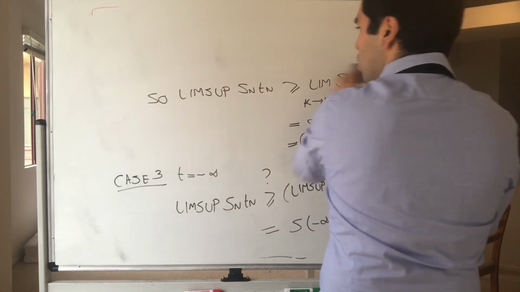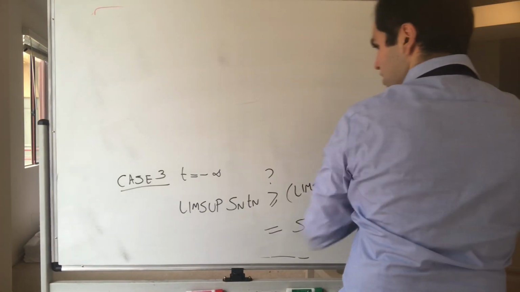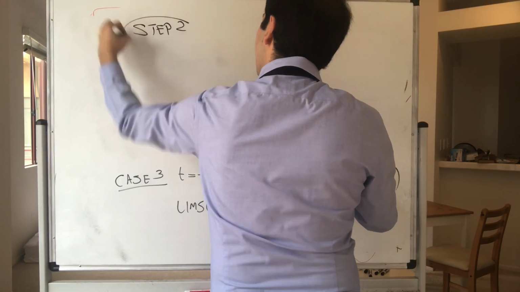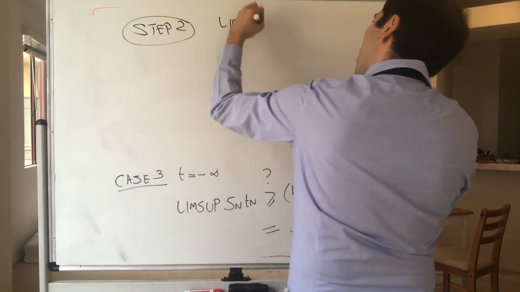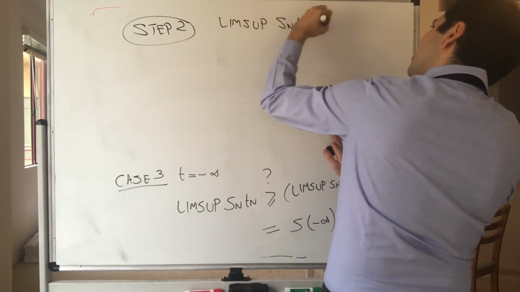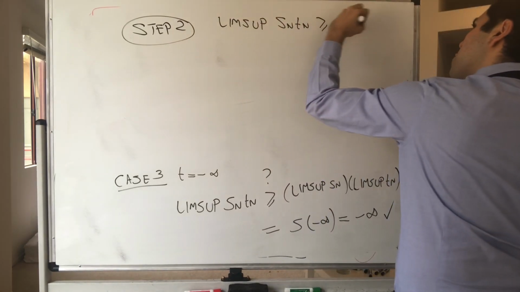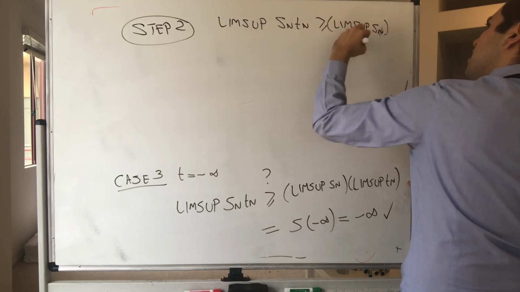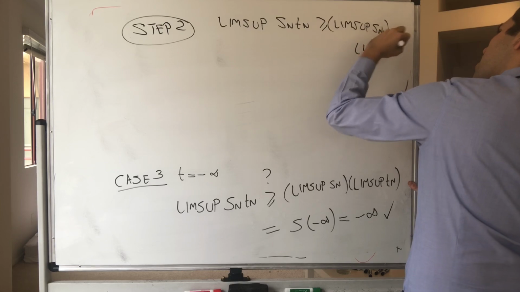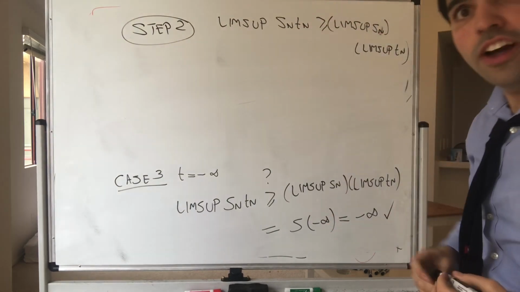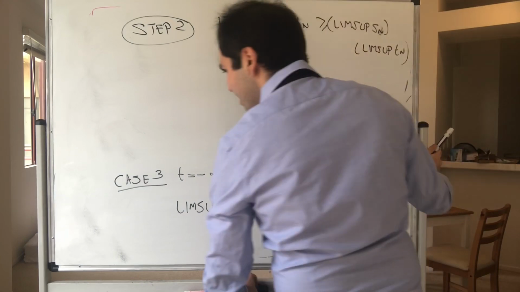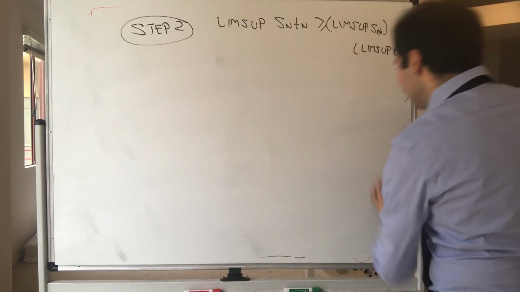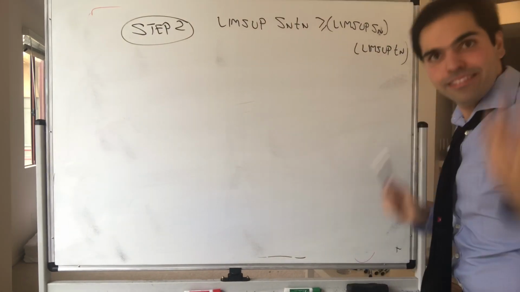So we have shown that Limsup of Sn times Tn is greater or equal to the Limsup of Sn times the Limsup of Tn. And now we want to show the opposite inequality, but this is actually quite fun. We'll do a proof by laziness, which means we'll just adapt step 1.